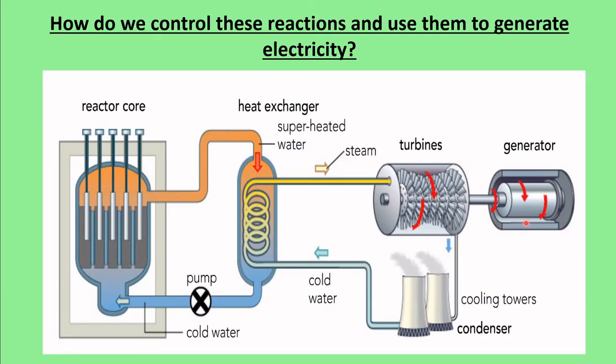So how do we control these reactions and use them to generate electricity? Well, hopefully you recognise a lot of this nuclear reactor, because a lot of it is very similar to the reactors you would have seen in SP3. We still use some sort of heat source, in this case nuclear fission, to heat water, which turns a turbine, which turns a generator, which creates electricity. The only different part here is that heat source itself, this reactor core. And we're going to look at all the individual parts now to see what they do.